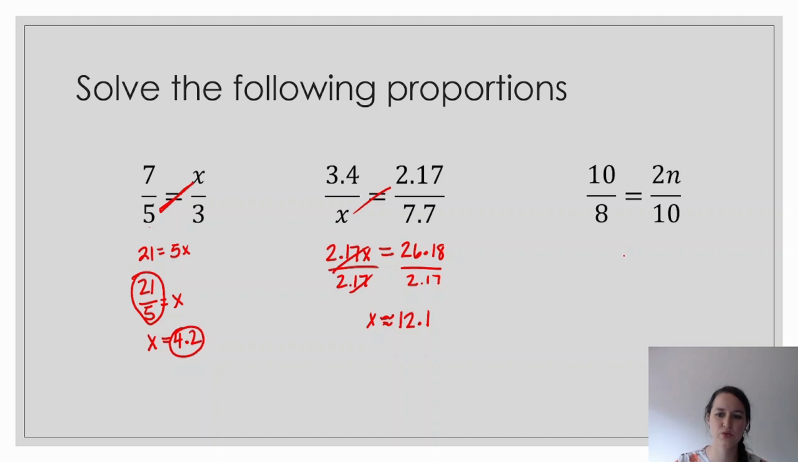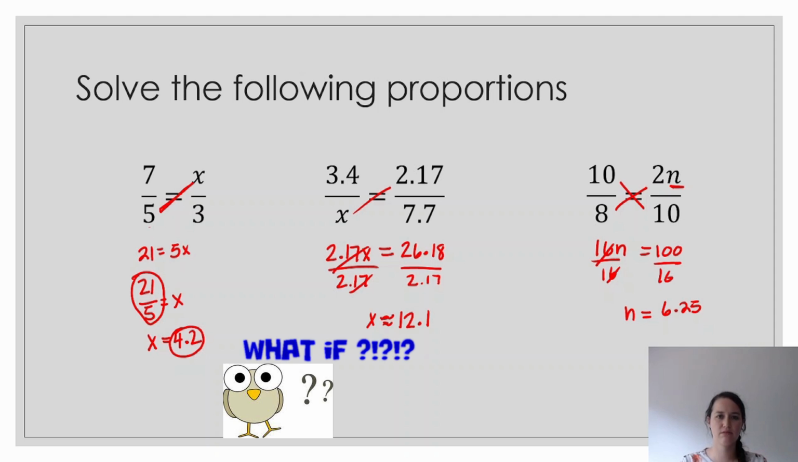All right, and the last one here, let's see, do my diagonals here. 8 times 2 is 16, so just bring them with you. And then 10 times 10 is 100. So if I divide both sides by 16, excuse me, let's see, 100 divided into 16 pieces is going to be 6.25.